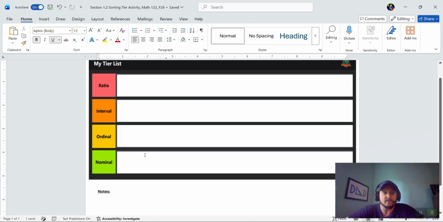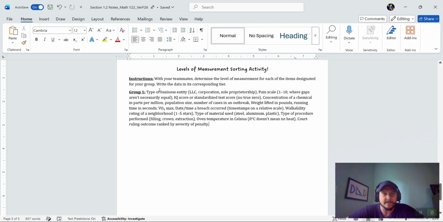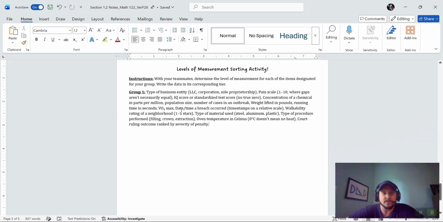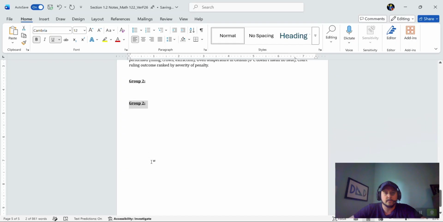Okay, so, for nominal, they would write down type of business entity, okay, in that tier. IQ or standardized test score, no true zero, so they would write that in interval, and so on and so forth. Then create a list for group 2. Then group 3. And then group 4.